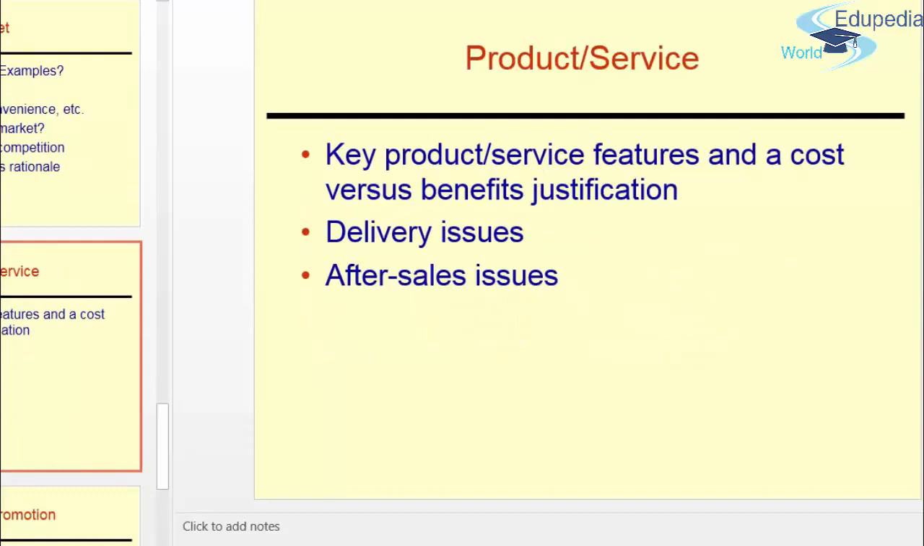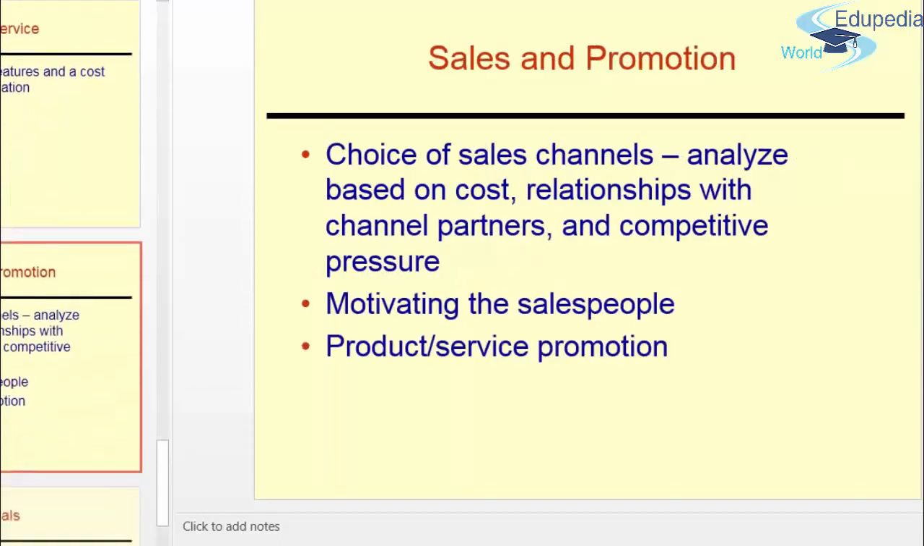Include key product or service features and a cost versus benefits justification, delivery issues, and after sale issues. So you need to talk about what kind of delivery and after sale issues you have, what kind of hurdles, what kind of barriers you may experience in conducting your business processes. Choose sales channels analyzed based on cost, relationship with channel partners, and competitive pressure, as well as motivating the salespeople, product, service, and promotion.